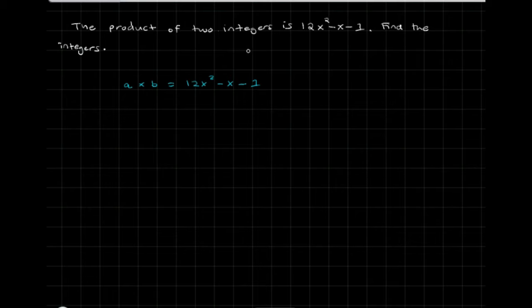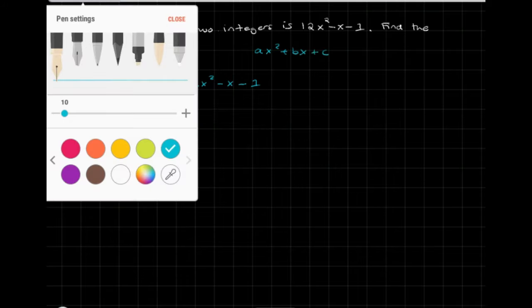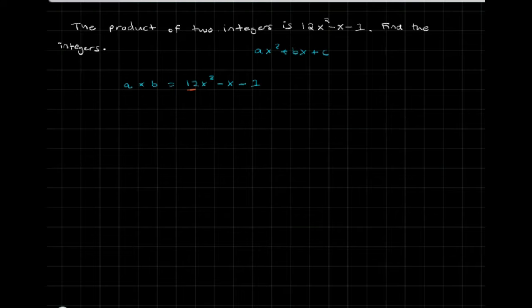So for factoring this, we have to think about this in terms of ax squared plus bx plus c. And in this case, a here is 12, b here is negative 1, and c here is negative 1. And you also want to ask yourself, what is ac? So it's a times c, so 12 times negative 1 is negative 12.